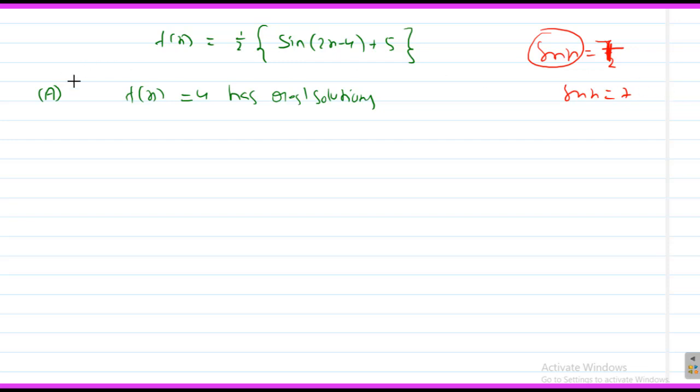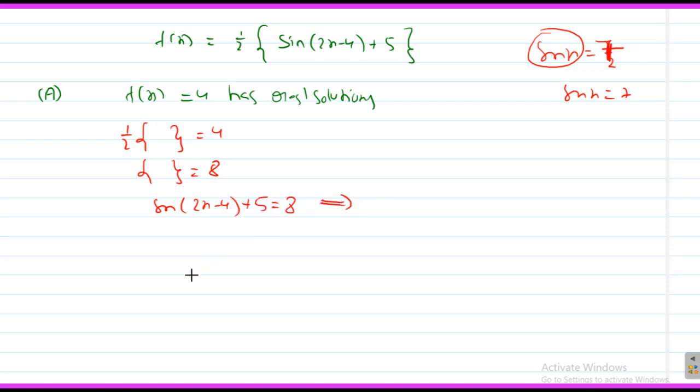Okay, here what is given? f of x equal to 4 has real solutions. So you want to check whether f of x equal to 4 has real solutions or not. f of x means I can write 1 by 2 into some bracket equal to 4. This bracket equal to 8. This bracket means sine of 2x minus 4 plus 5 equal to 8.